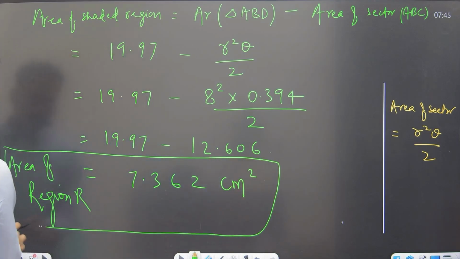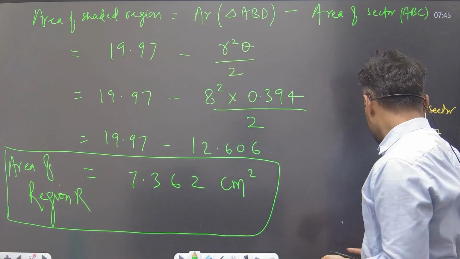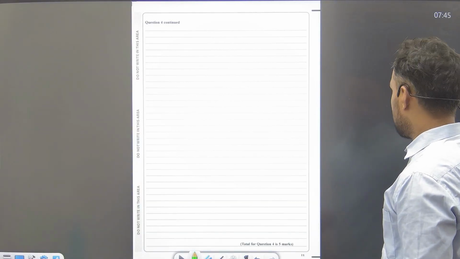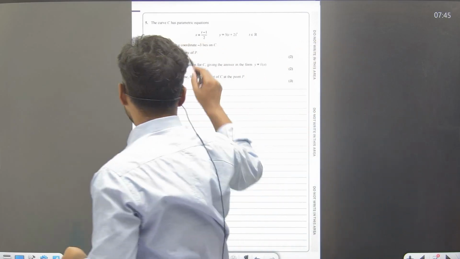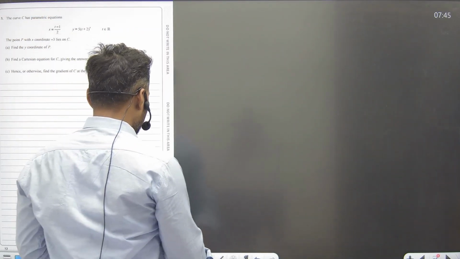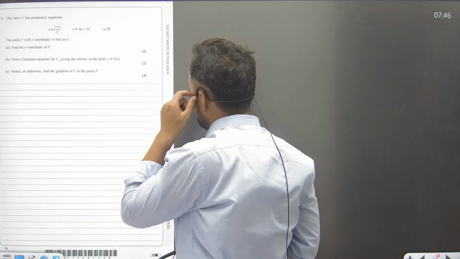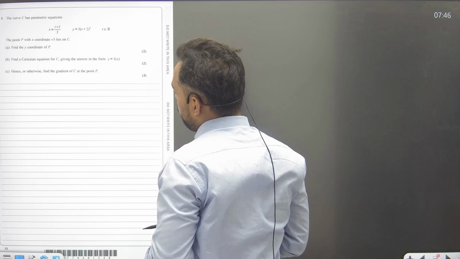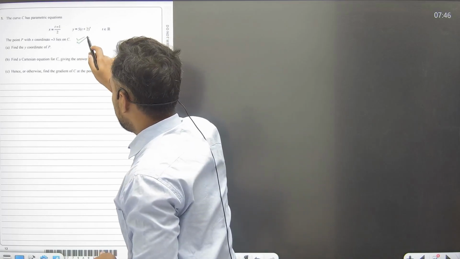7.362 centimeter square. Now let's move to the next question. The curve C has parametric equations x equals t minus 1 by 2, y equals (5t plus 2) raised to the power 4, where t is an element of the real numbers. The point P with x coordinate negative of 3 lies on C. Find the y coordinate of P.